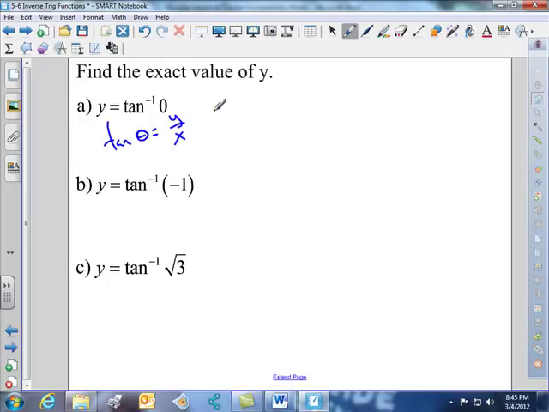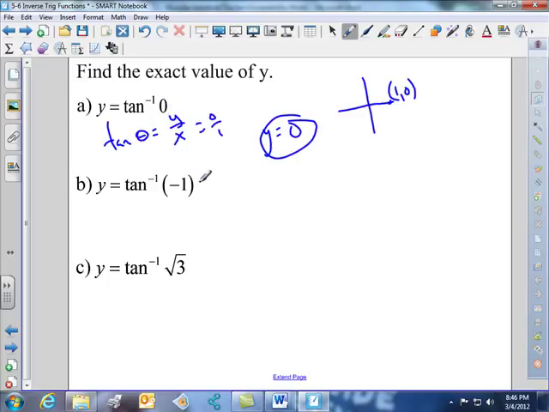So if we're looking for the inverse tangent of 0, we're trying to find out where the ratio of y over x is equal to 0. Well, if we want a ratio to be 0, that means the top value must be 0. So where the y value is 0 would be over here at the coordinate 1, 0. That would be the tangent being 0 over 1. And that happens where the angle there is actually 0. So y in this particular case would be 0 because the tangent of 0 is 0.